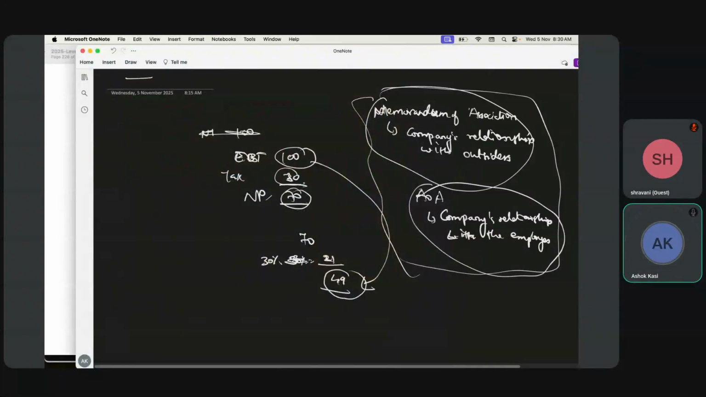Of 100 rupees, 30 you have paid. Here again 21 you have paid. So overall you have got only 49. That means overall tax is what? Total tax will be 51%, right? Because you earned 100, 51 rupees is gone as tax.